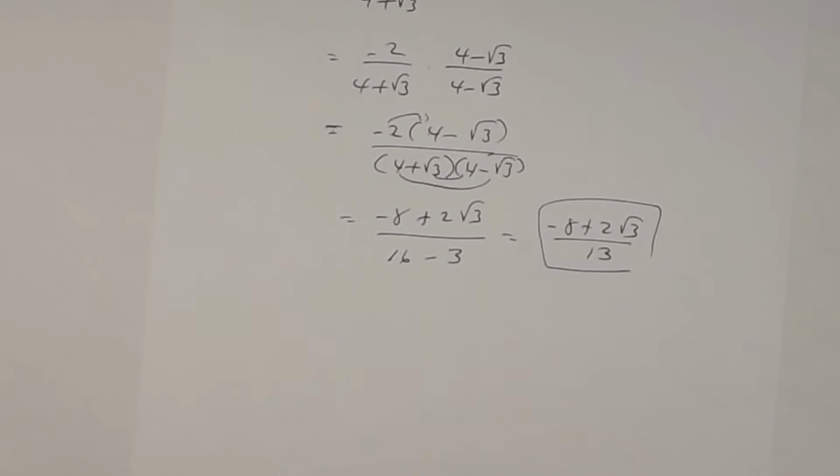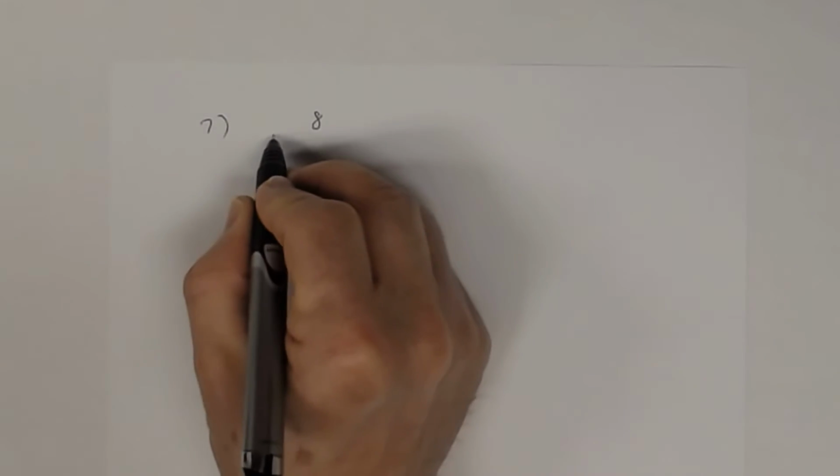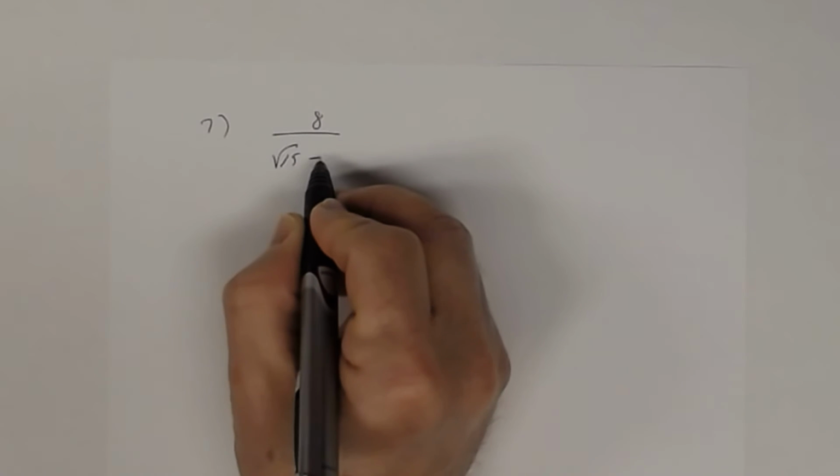All right, number 7. Let's suppose we had this in number 7. So let's do another one where you have 2 square roots in the denominator. So this is number 7. You have 8 divided by the square root of 15 minus the square root of 5.